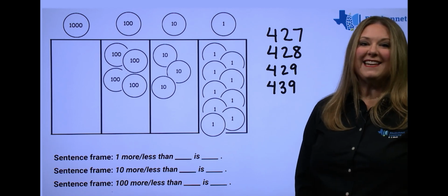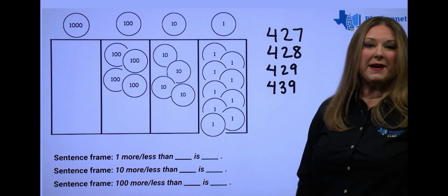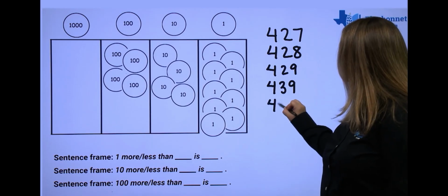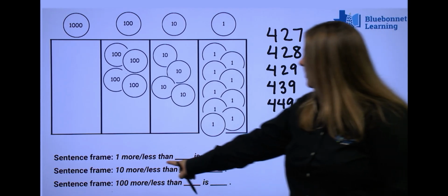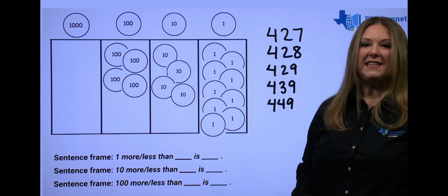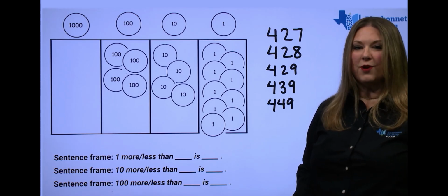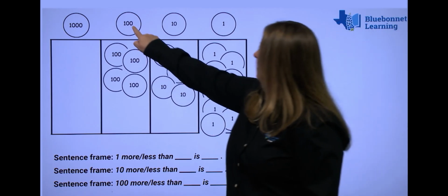Okay, watch again. What's my number now? That's right, 449. And very good. I already hear you guys using the sentence frame. You're catching on. 10 more than 439 is 449. Get ready.